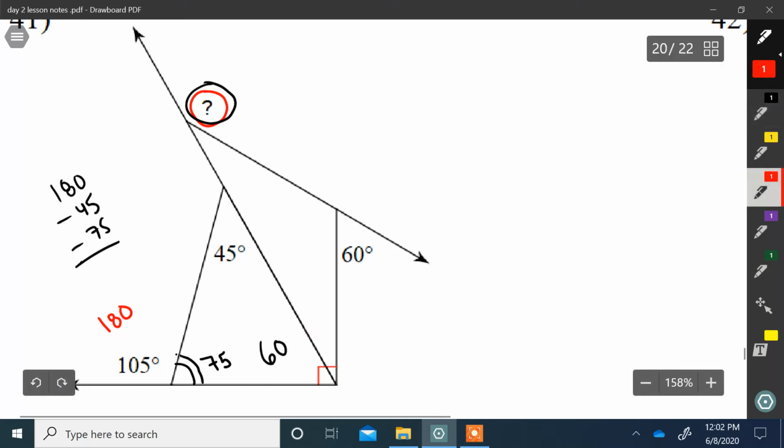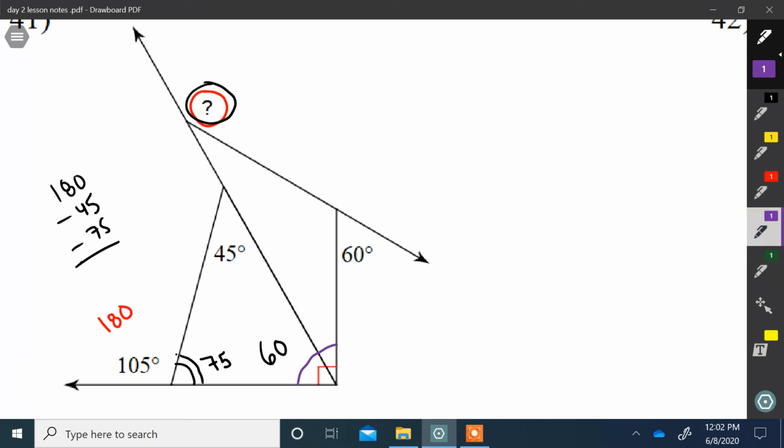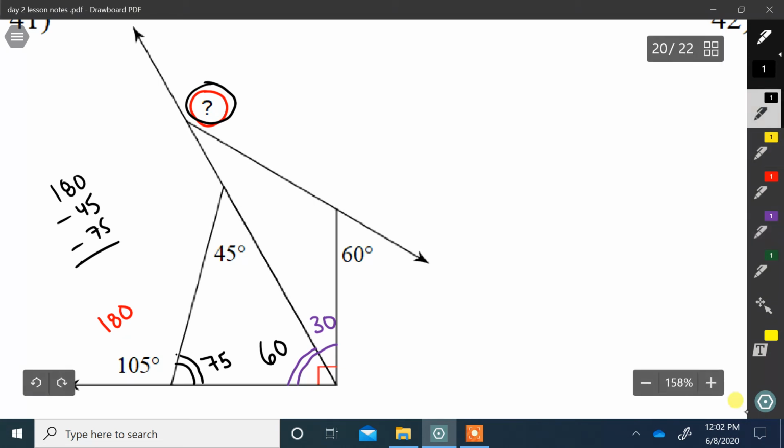Well, notice that this whole angle right here is 90 degrees. So if this is 60, then that means that this is 30. Why? Because, of course, 60 plus 30 is 90. All right, what is this angle right here? 180 minus 60 is going to be 120.